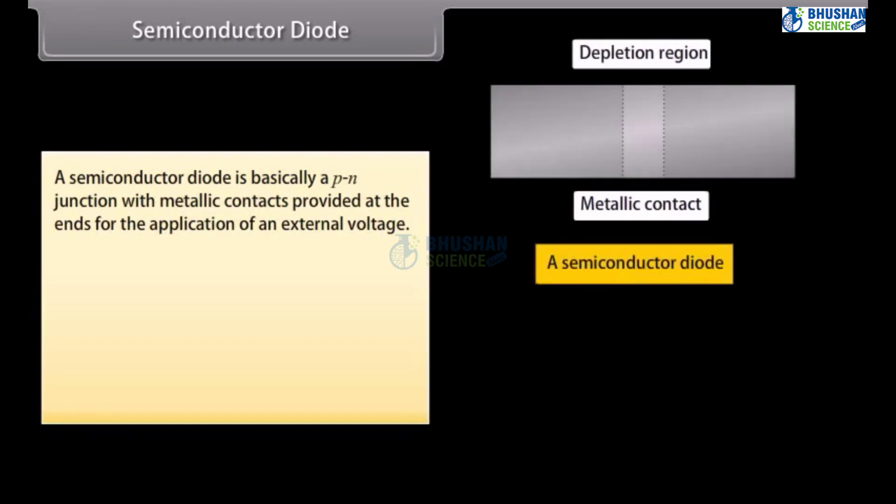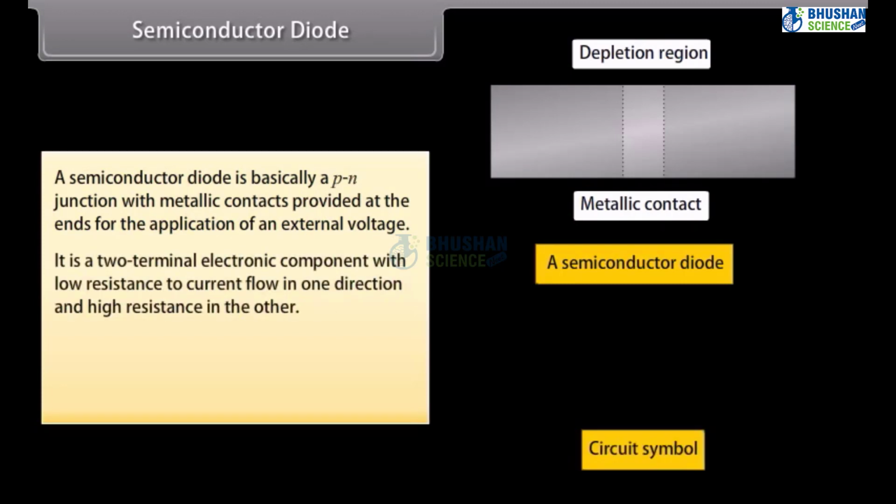Semiconductor diode. A semiconductor diode is basically a PN junction with metallic contacts provided at the ends for the application of an external voltage. It is a two-terminal device. The arrowhead corresponds to the p-type terminal of the device and points in the direction of easy current flow.